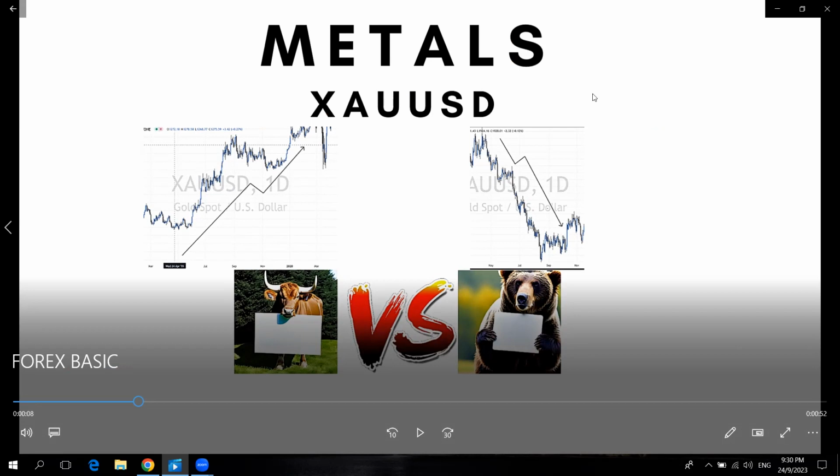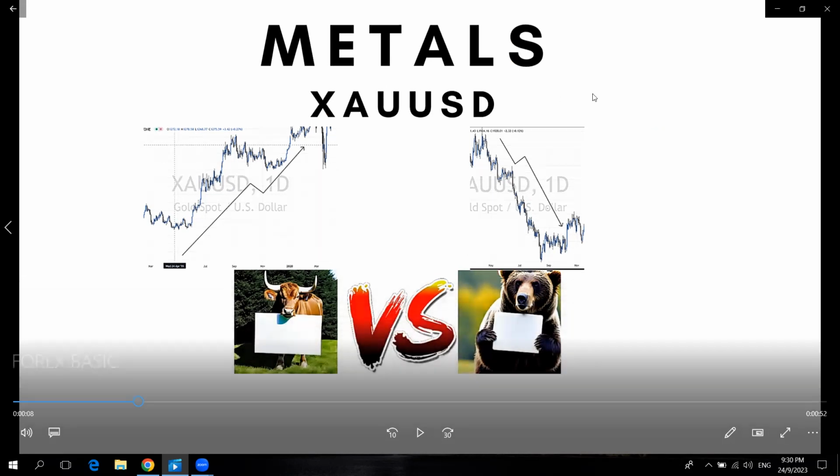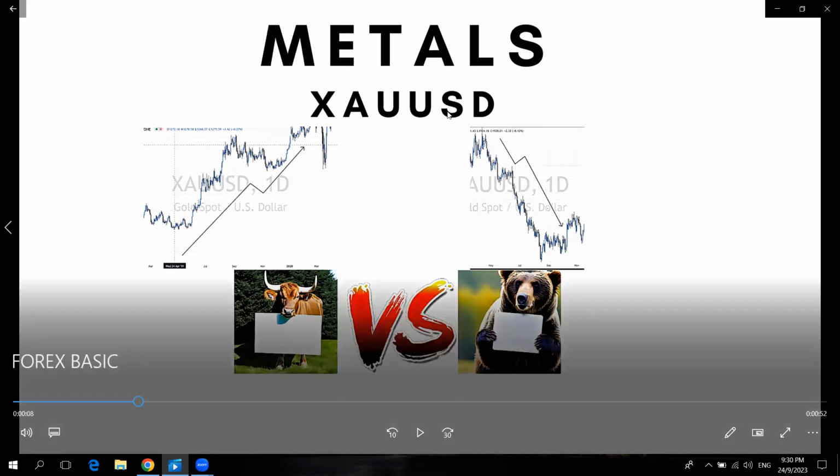XAU is the code for the particular metal, which is gold, and USD, of course, is the US dollar. If you look to the left-hand side, you can see that there is a bull here. When the candlestick chart is going up, it means it is in a bull market. From the bottom it keeps going up and up and up. It is a bull market.